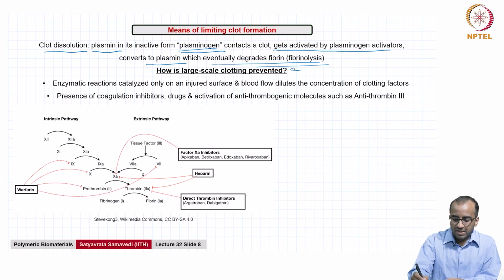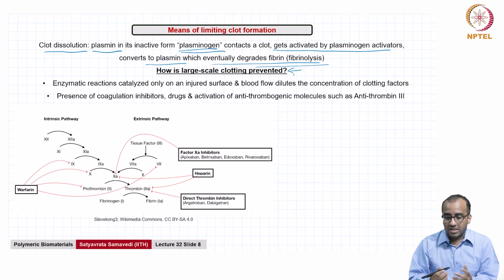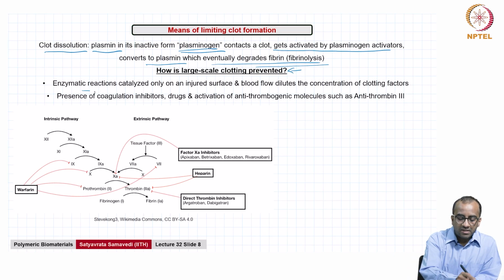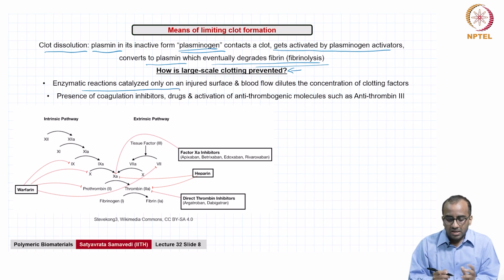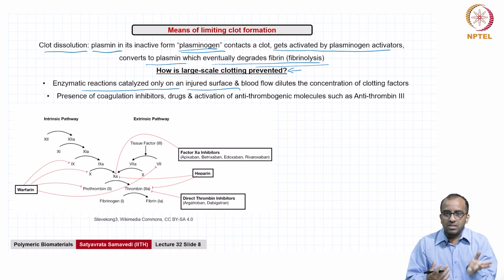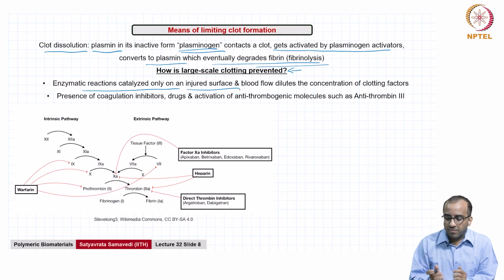So, that is sort of what we are saying here when we look at how large scale clotting is prevented. Enzymatic reactions, we note, are catalyzed only on an injured surface, right. As we have seen, blood flows freely through the blood vessels, it does not clot on its own. Only in the case of an injury are all those enzymatic reactions that we have seen on the previous slide initiated. And any little clots that form, the blood flow dilutes the concentration of clotting factors to prevent large scale clotting, and that is why flow becomes important, right.